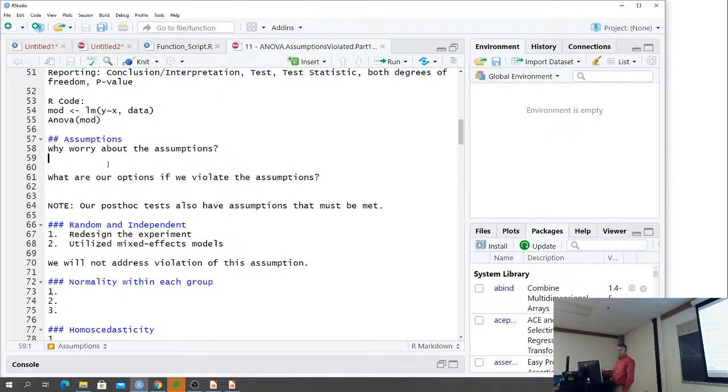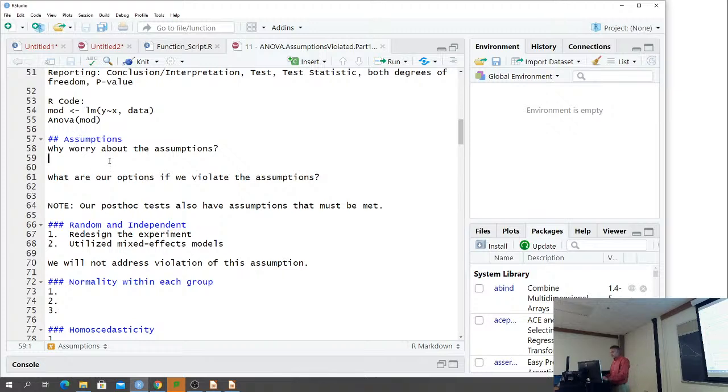I left you space to kind of go back and fill in these answers. But if we violate one of our assumptions, then we violate it for all of our post-hoc tests too. So if we're going to adjust what test we run, so instead of running an ANOVA, if we're going to run a Welch's ANOVA, then we have to remember that Tukey's won't work for us anymore, because Tukey's assumes equal variance. That was violated. All right, so what do we do?